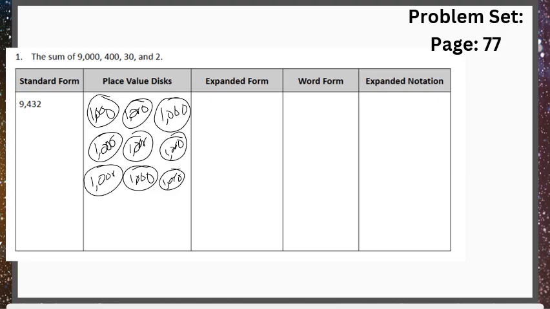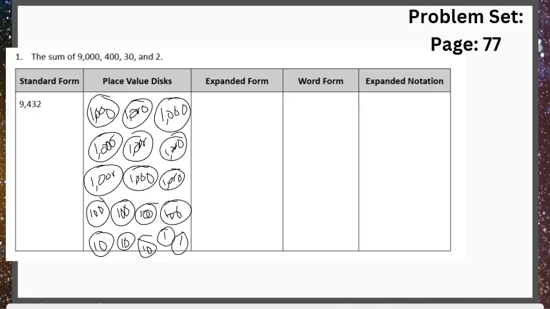Then I have 4 hundreds, so I'm going to put 4 hundreds discs. 1, 2, 3, 4. I have 3 tens discs, so I'm going to put 3 tens, 2, 3, and I have 2 ones discs, so I'm going to put 2 ones. Notice I took up that entire space. If you run out of space, it's okay to go below your table a little bit. Just try to keep it organized so I know which work goes with which problem.